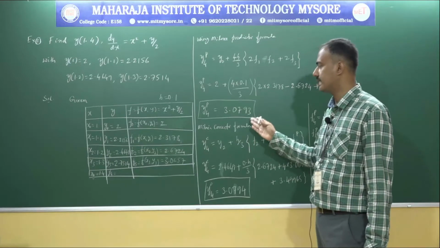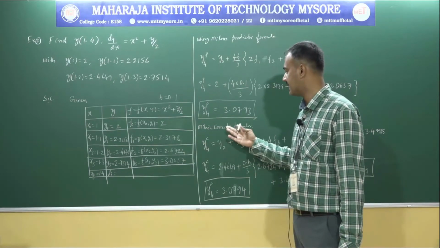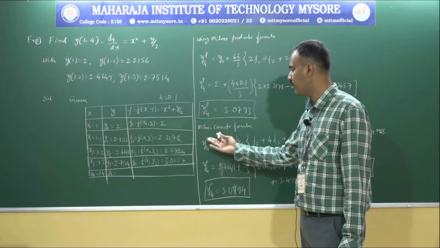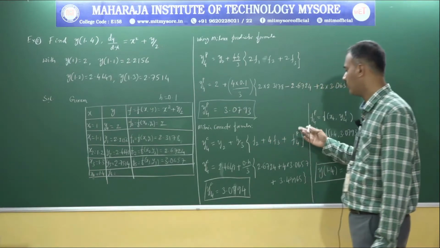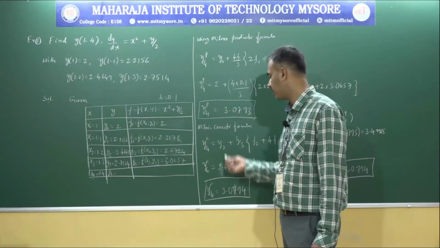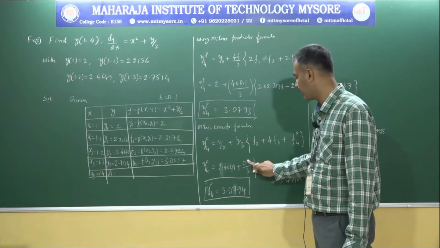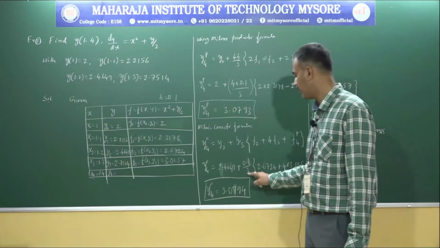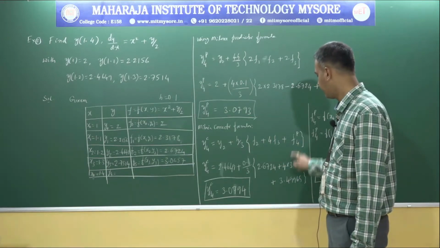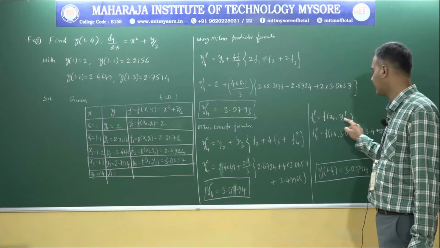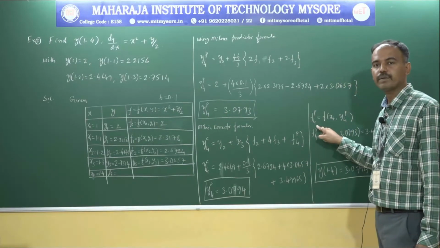Since accuracy is too low in the predictor formula, Milne considers another alternative formula, the Milne's corrector formula. The y4c is nothing but y2 plus h by 3 times f2 plus 4f3 plus f4p. Here y2 is 2.4649, h value is 0.1, denominator 3. f2, then 4 times f3, and f4p. f4p is nothing but f of x4 comma y4p. Using the previously simplified y4p and the already available x4, we can now simplify f4p.